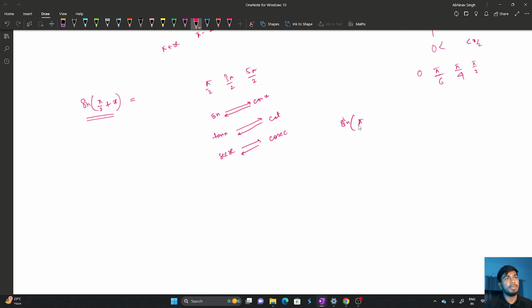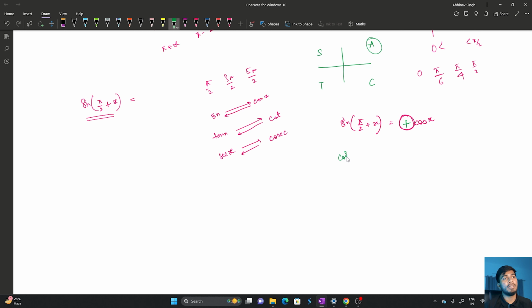So I will write sine pi by 2 plus x will be cos x. But now I need to guess the sign. So for guessing the sign, I'll tell you one way in which you can find the value of all allied angles. Just write your graph, and you know that in first quadrant all are positive, second quadrant sine and cosec positive, third quadrant tan positive, and fourth quadrant cos is positive. So now sine pi by 2 plus x will lie somewhere in the second quadrant, right? And in second quadrant I know that sine is positive, so I will write a plus.